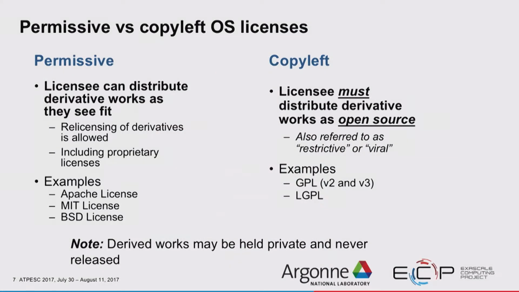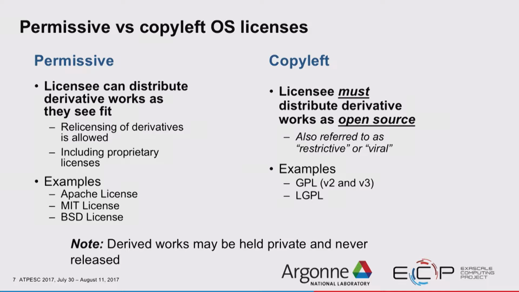And the Open Source Initiative has a definition which amounts to the same thing. That is free software. Permissive and copyleft software are not entirely free. Permissive software is similar to free. Permissive is where the licensee can distribute the derivative work as they like. The relicensing of the derivative works is also permitted, and that also includes proprietary licenses. Some examples are the Apache, MIT, and BSD licenses. And for the derived works, there is no requirement that they are distributed and relicensed. They may be held private and never released at all.